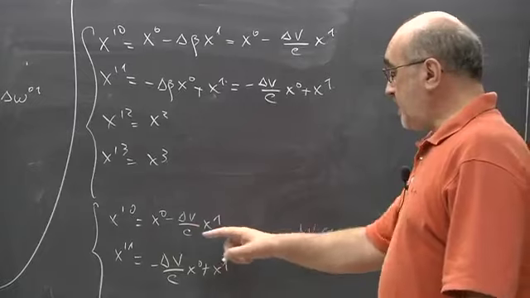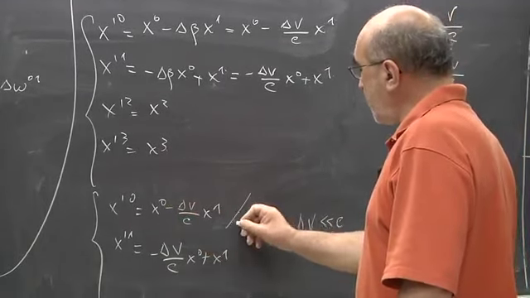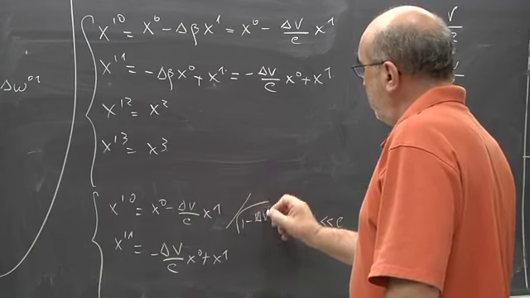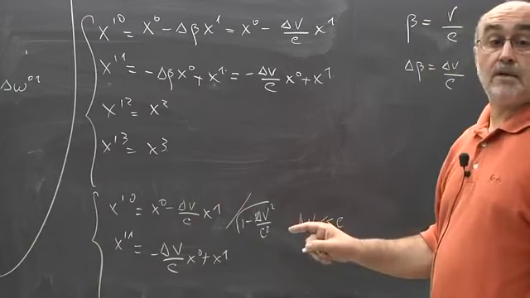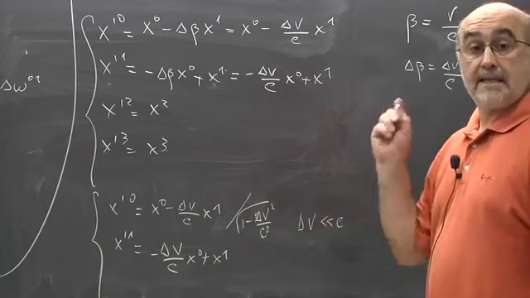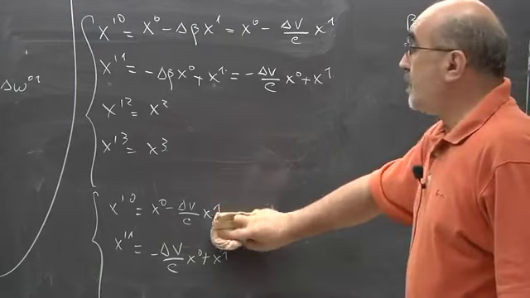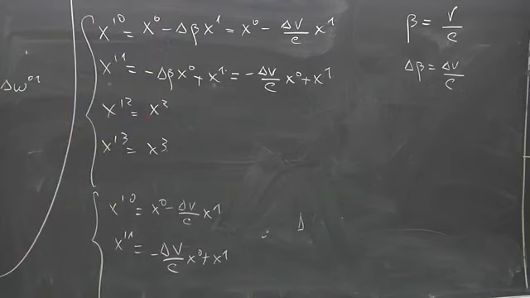Remember, what is missing to be a boost? This looks like a boost, but what is missing is the factor 1 minus delta v over c squared. But this is second order, and second order we have neglected. So basically, this is a boost. So what we have found is that a boost is characterized by having a delta omega of this form.